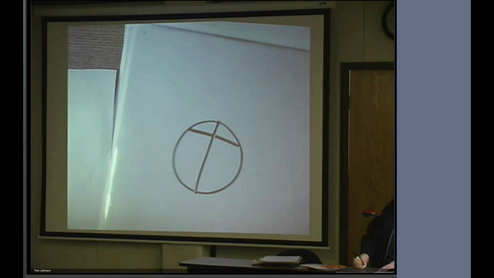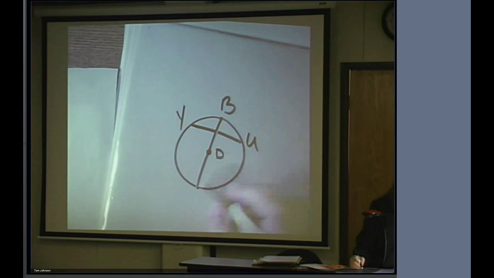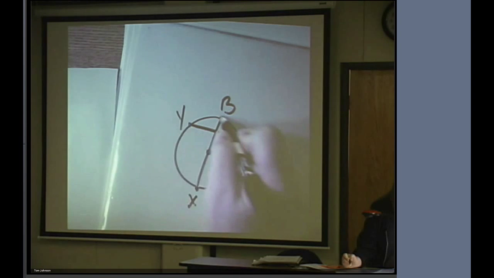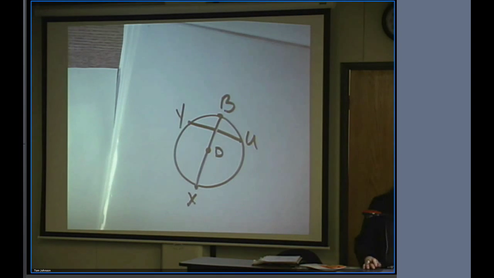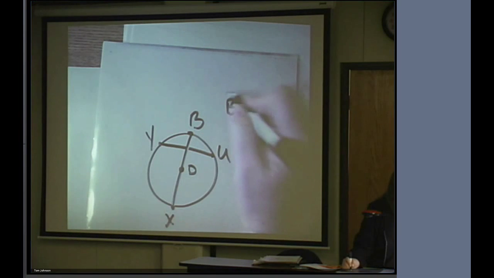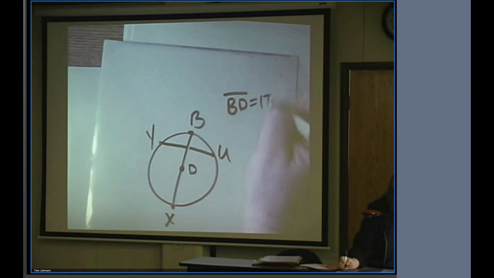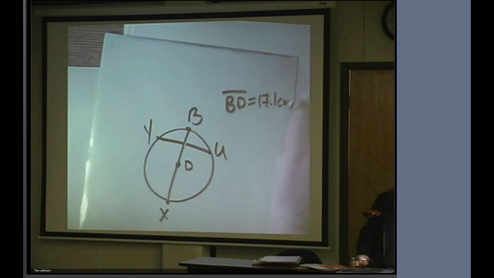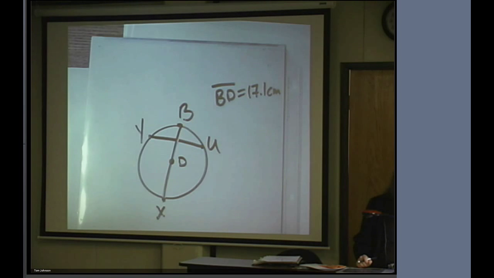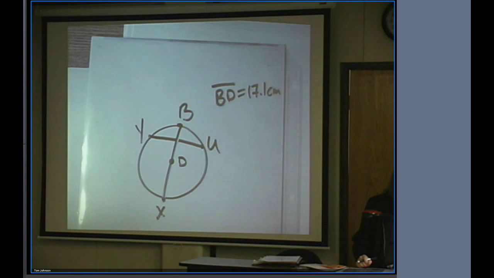Okay, let's jump to number 9. Number 9, we have a complicated picture. Looks like we've got the Y, B, U, D, and X. And we are told that BD has the length of 17.1 centimeters. And we are asked to find, to the nearest tenth, the circumference, and we're asked to use 3.14 for pi.